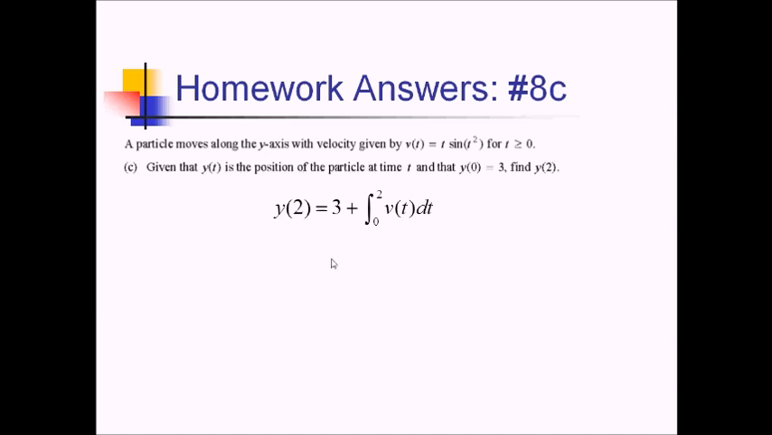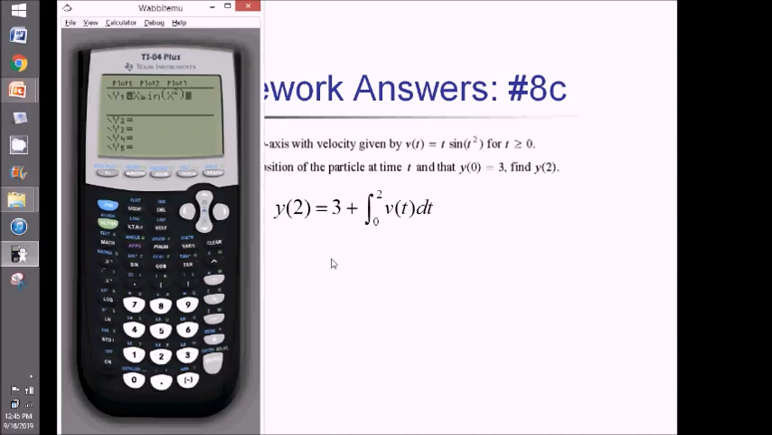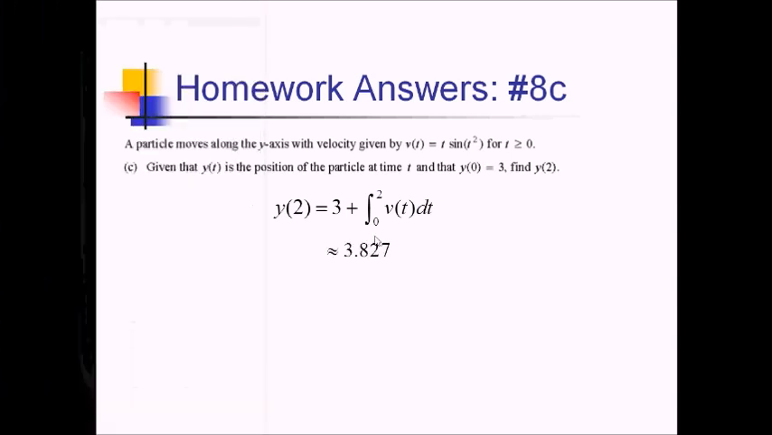And for this, we just go to the calculator. So just to make my life a little bit easier for the rest of this problem, I'm going to enter my velocity function in my y equals here as y1. And now quitting out, I want 3 plus the integral from 0 to 2 of, and I'll just call up y1 here from my alpha trace submenu, and then dx. That all comes out to approximately 3.827. And they didn't give us any units, so we're not going to give them any units.